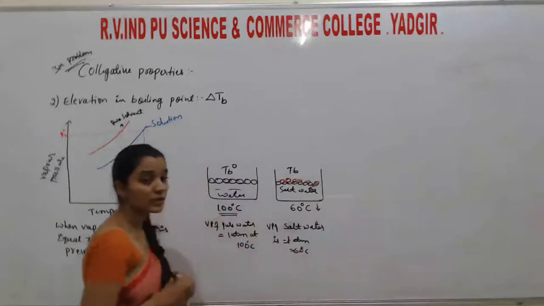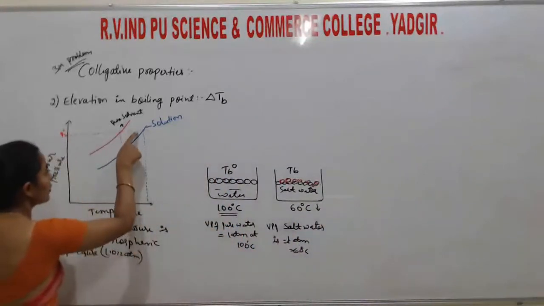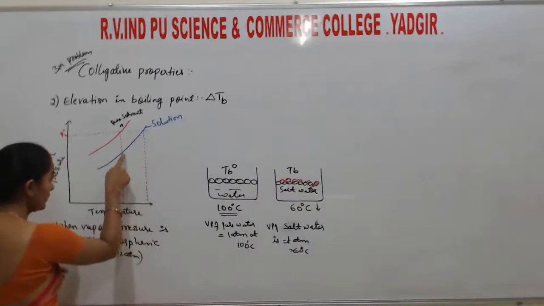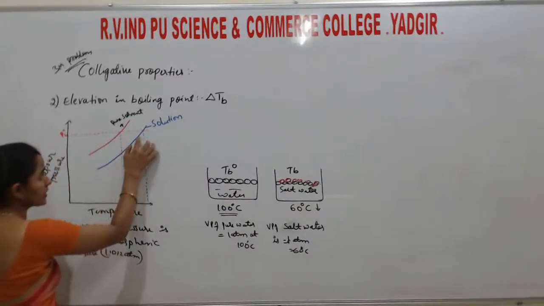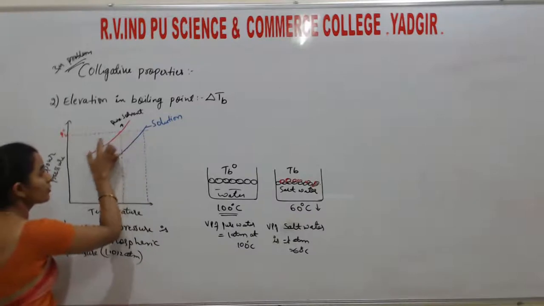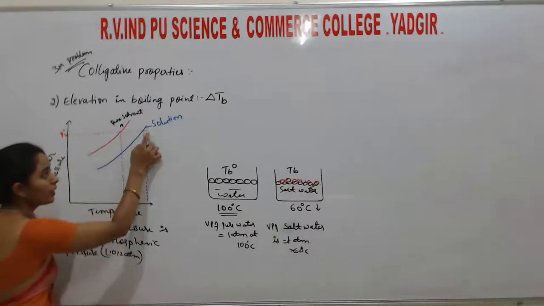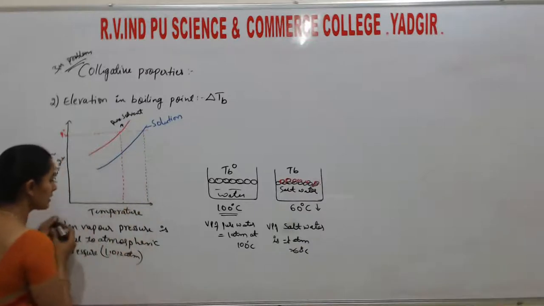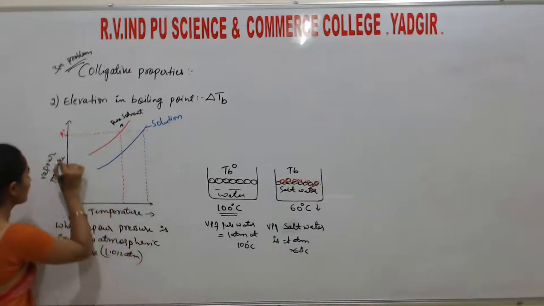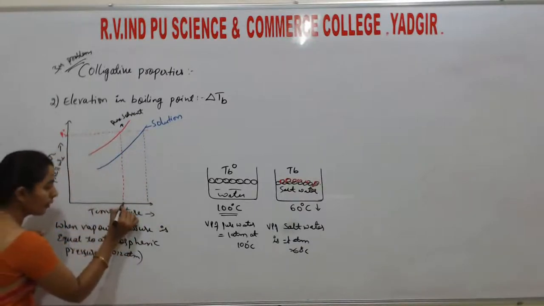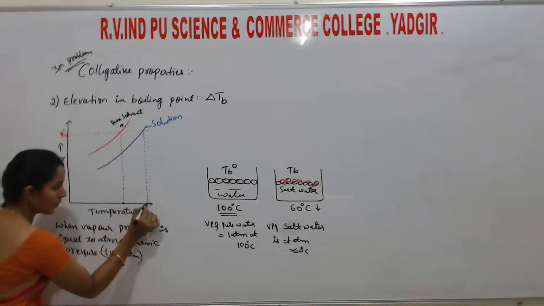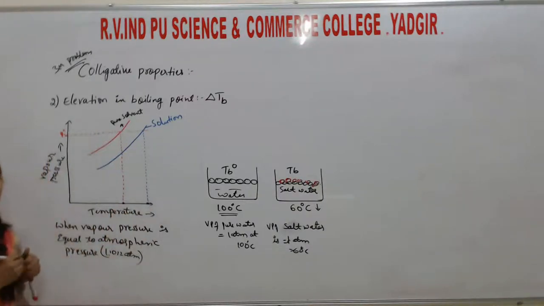Vapor pressure decreases, so to attain the vapor pressure of the pure solvent, listen, the pure solvent already boils here. Because we are talking about the pure solvent, the temperature must be increased. Listen, this is increasing temperature. So pure water, the liquid, boils at this temperature, and the solution boils at this temperature.